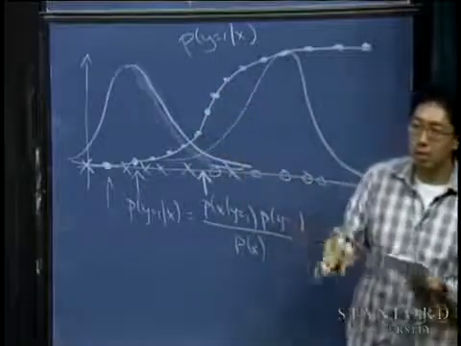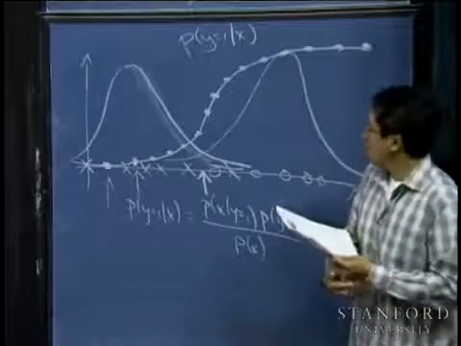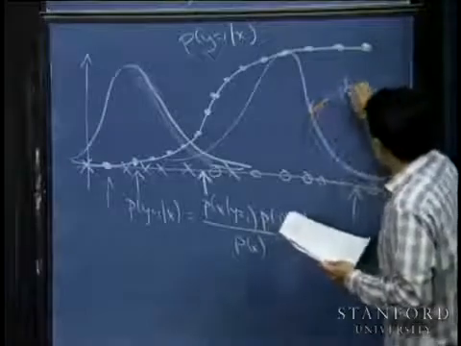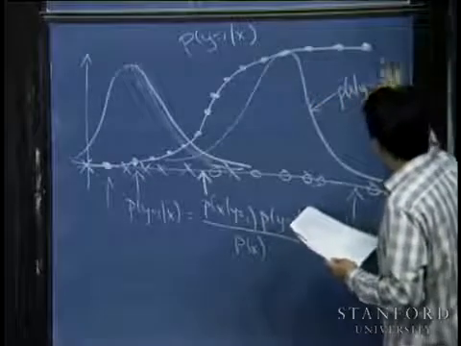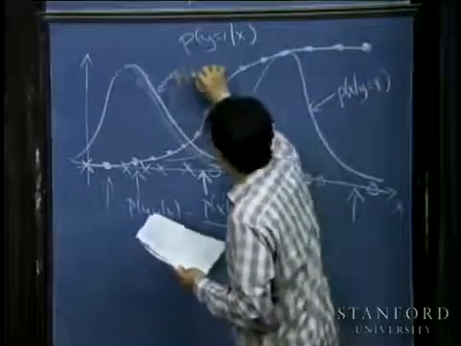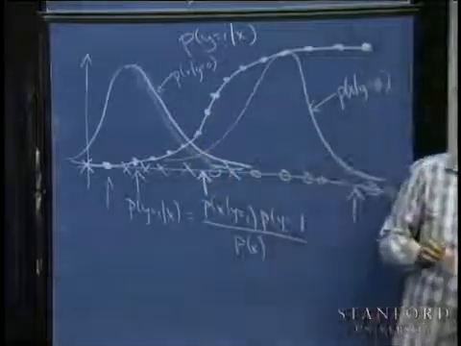What's the question? I was just wondering about the Gaussians. No. Let's see. This Gaussian is P of x given y equals 1, and this Gaussian is P of x given y equals 0. Does that make sense? Okay. Anything else?